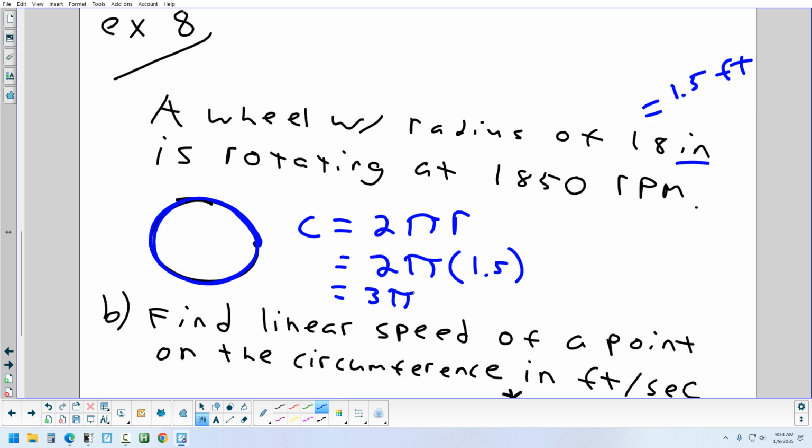2 pi times 1.5, it's 2 times 1.5. That gives you 3, and then pi. So how many feet are there in one revolution of this tire? 3 pi. Right? So basically, if this tire was on the ground, and you put a mark on the sidewall, and you rolled the tire one time until that mark ended up back on the ground again, and you measured the distance between where you started and where you stopped, the tire would roll that many feet. That's how many feet in one revolution of the tire. 3 pi feet.